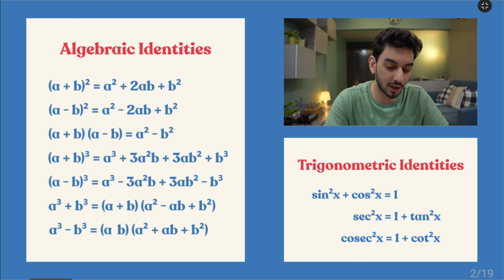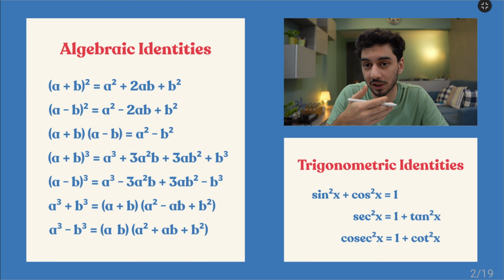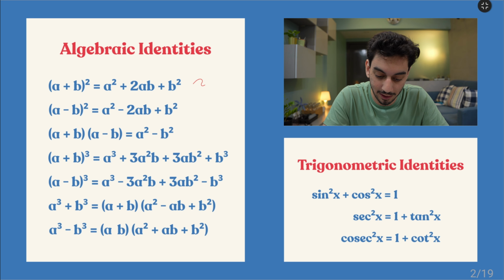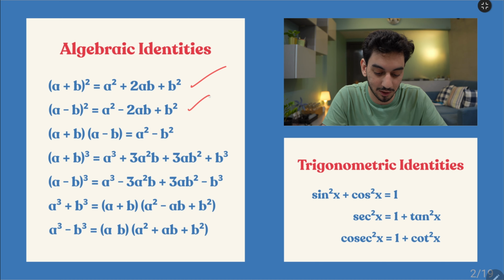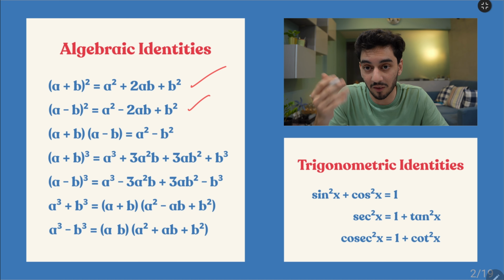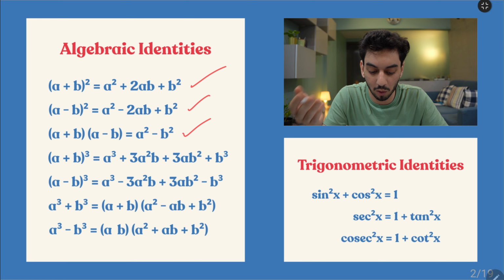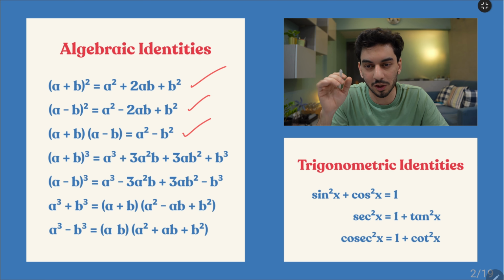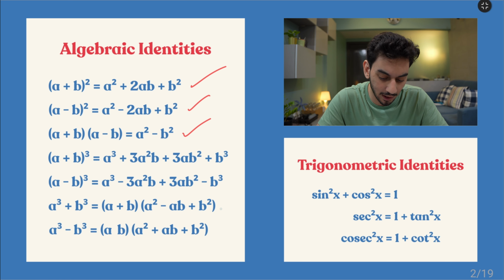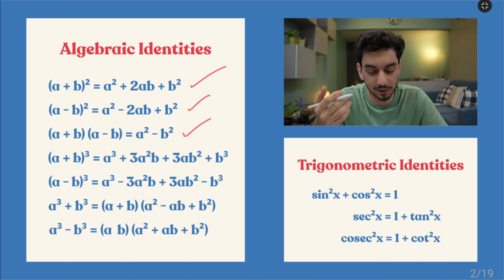I have a few identities which are algebraic identities. We'll just quickly go through them. A plus b the whole square is a square plus 2ab plus b square. A minus b the whole square is a square minus 2ab plus b square. A plus b into a minus b is a square minus b square, that is difference of squares. Then a plus b the whole cube, a minus b the whole cube. You should technically know these formulas. And the last ones are a cube plus b cube and a cube minus b cube.